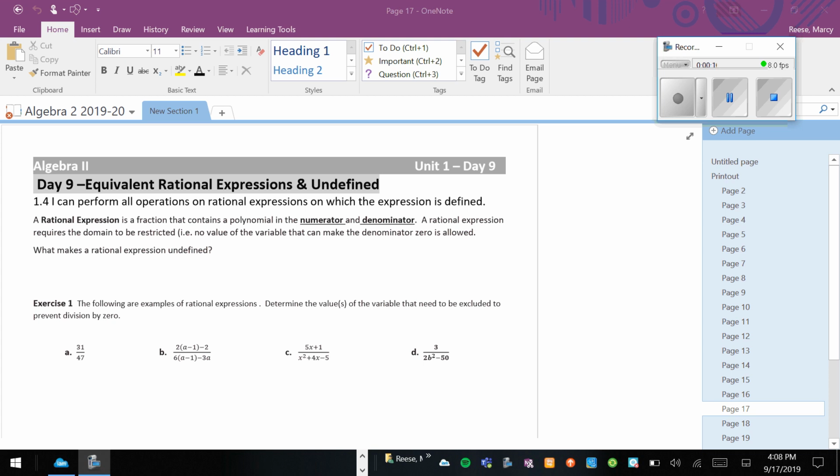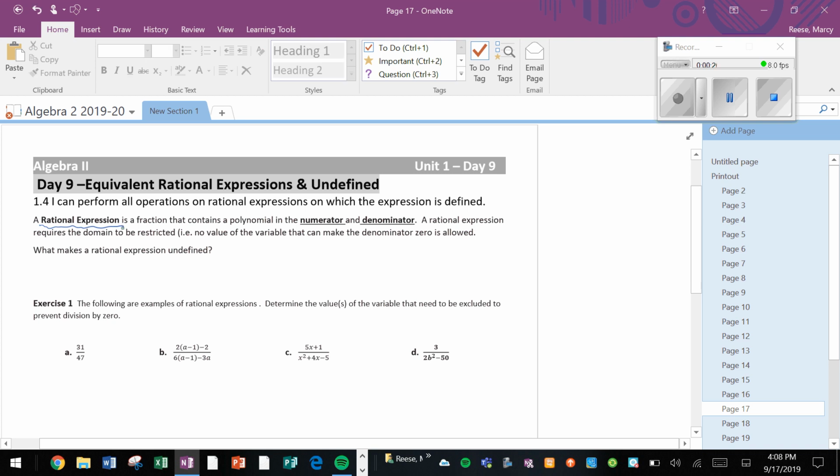Okay, so you should be on day 9, equivalent rational expressions and undefined is how it's labeled. So this is standard 1.4. So let's talk a little bit about a rational expression. Like, what exactly is a rational expression? It is a fraction that contains a polynomial in the numerator and denominator.